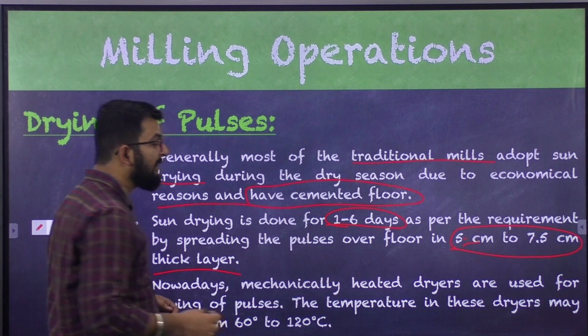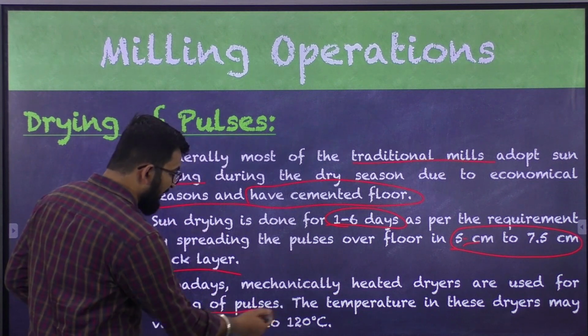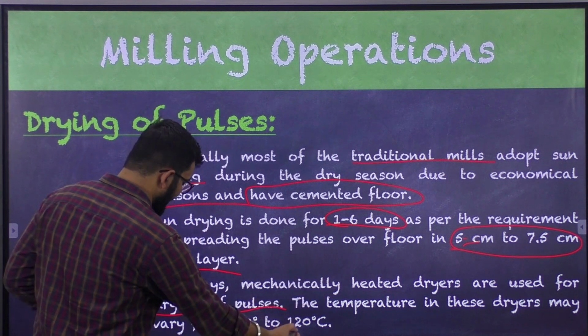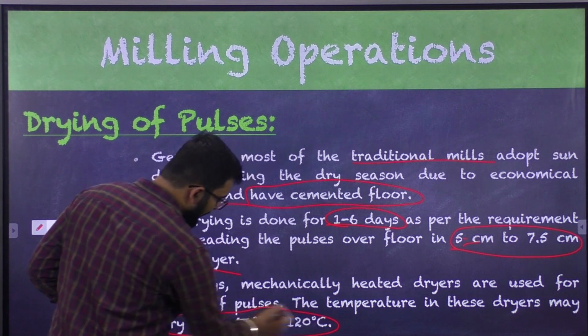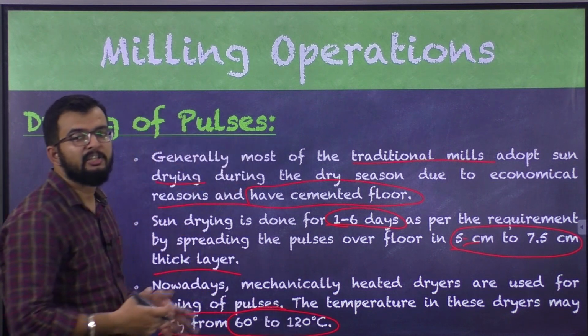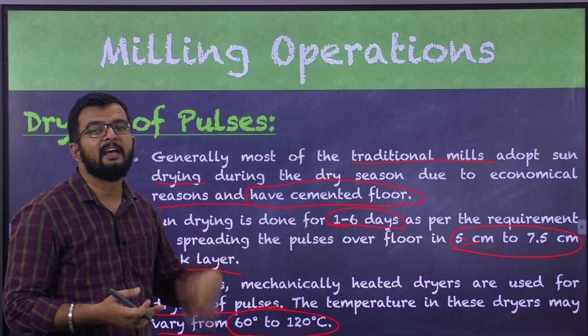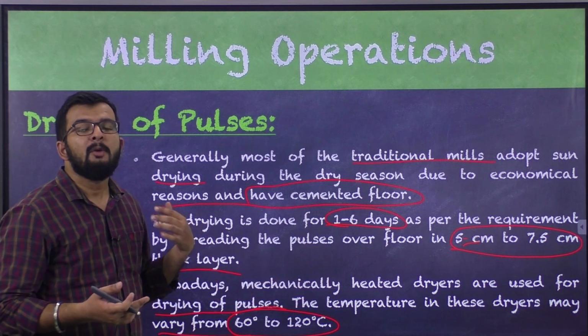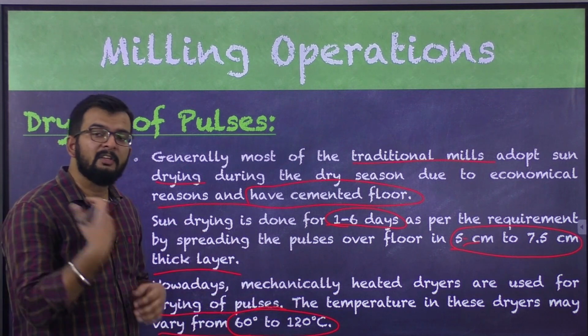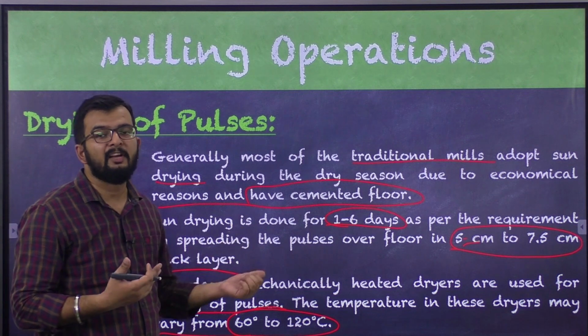Nowadays, mechanically heated dryers are used for drying of pulses. The temperature in these dryers may be around 60 to 120 degrees Celsius. So using mechanical dryers or automatic dryers makes it easier and less time consuming for milling of pulses.